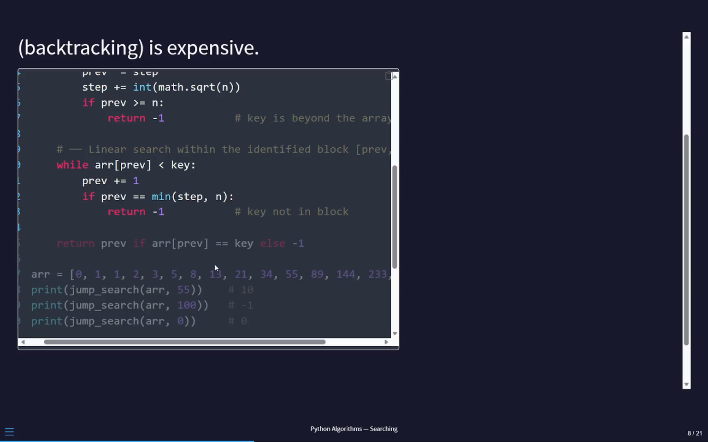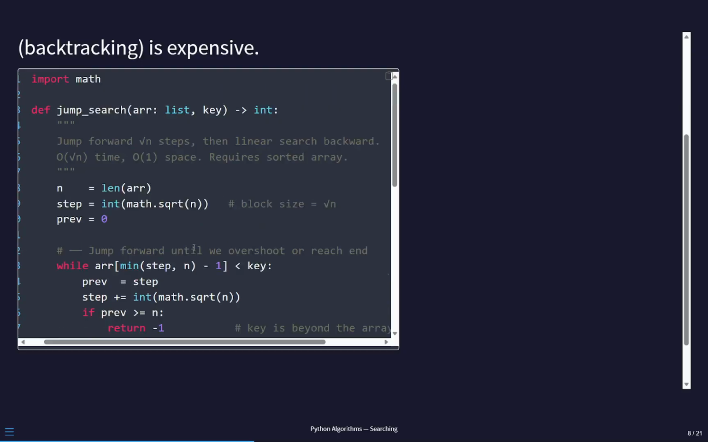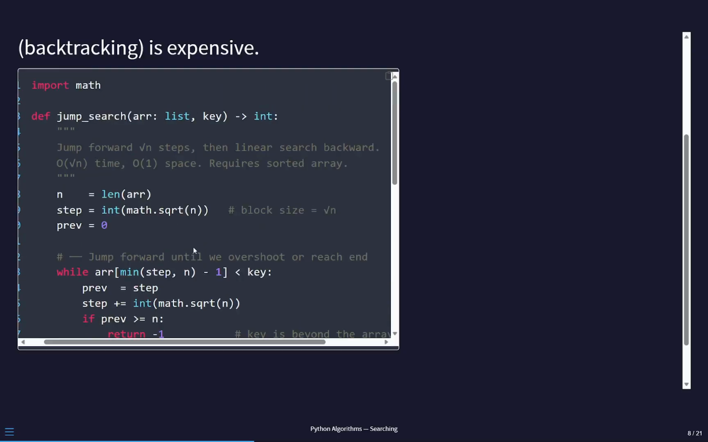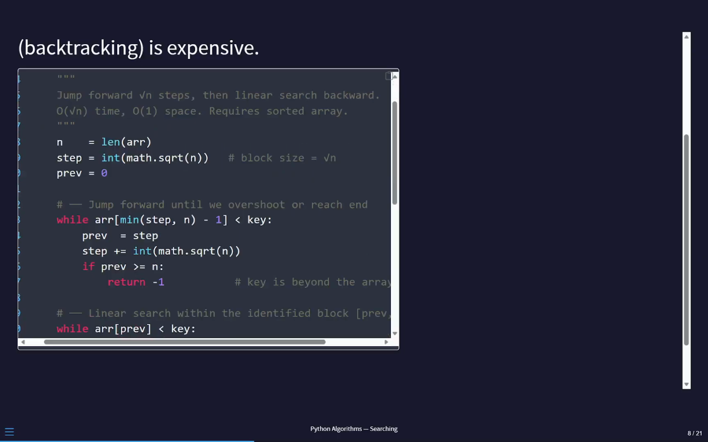Because we only ever step backward within one block, at most square root n steps, and we made at most square root n jumps to get there, the worst case is O(square root n) plus O(square root n), which equals O(square root n). The optimal block size is mathematically derived. Total cost is n/step jumps plus step linear steps. Minimize by taking the derivative with respect to step, equate to 0, and you get step equals square root n. For n equals 1 million, that's a block size of exactly 1000.